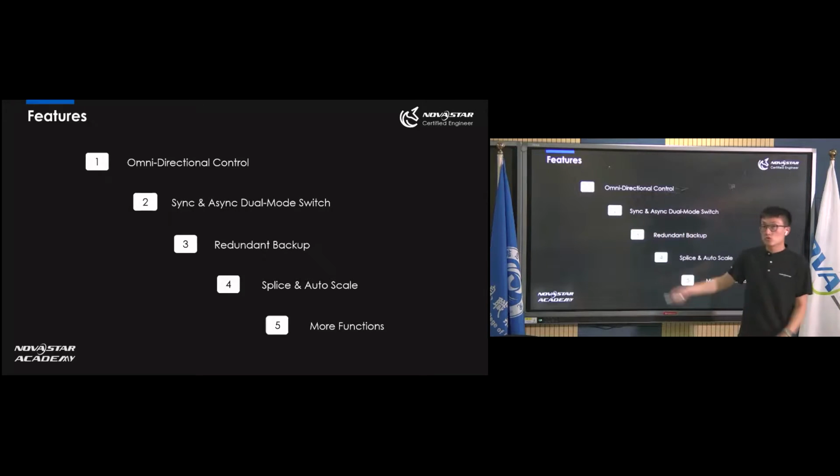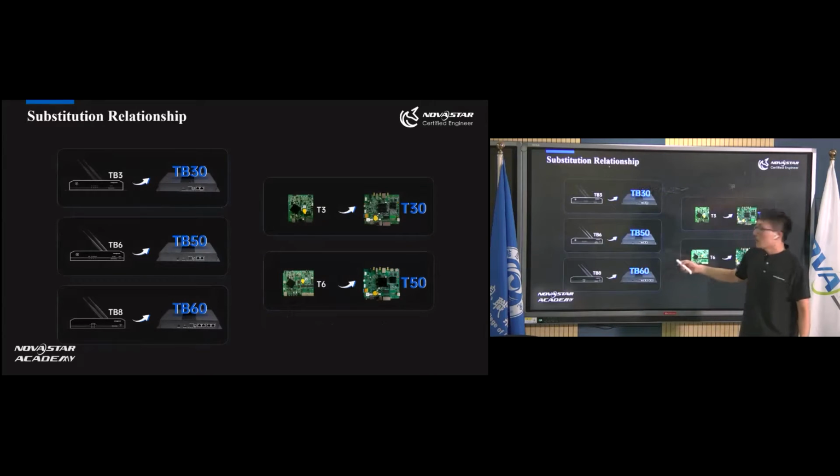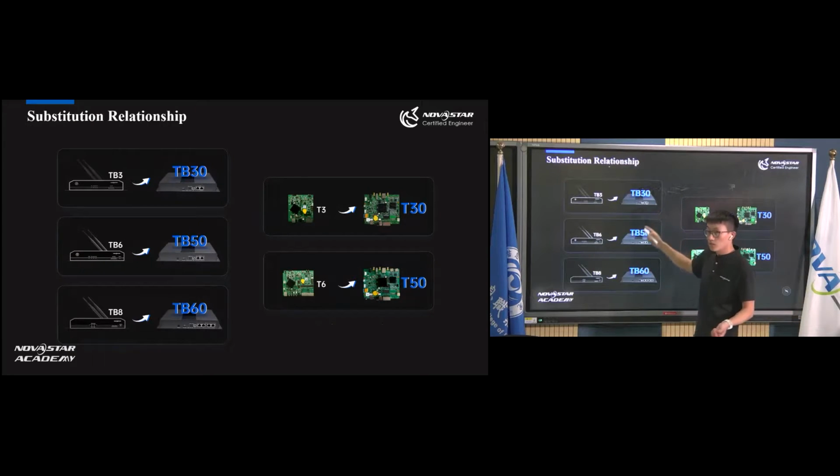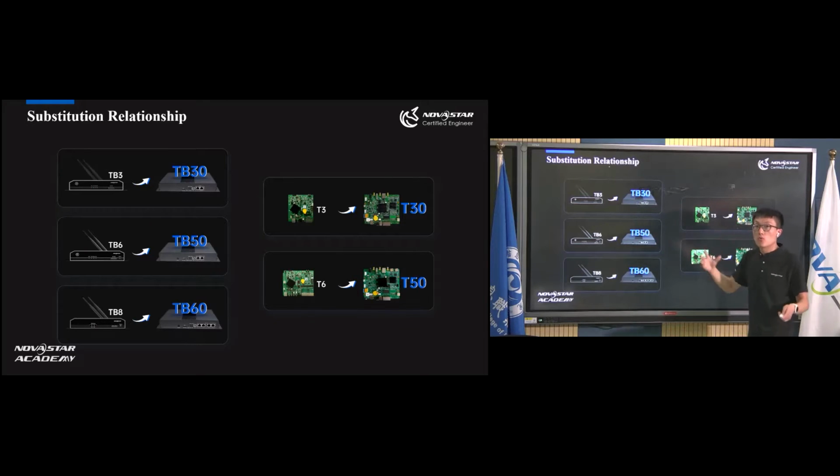And after you know those most attractive features, then I introduce the TB3, TB6, TB8 replacements, our new generation Taurus boxes. They are called TB30, TB50, and TB60. And the substitution relationship is shown in this picture. The TB3 equals the TB30, and TB6 equals TB15, and so on. And we also provide a version without a case, without a box, like this, the T30.